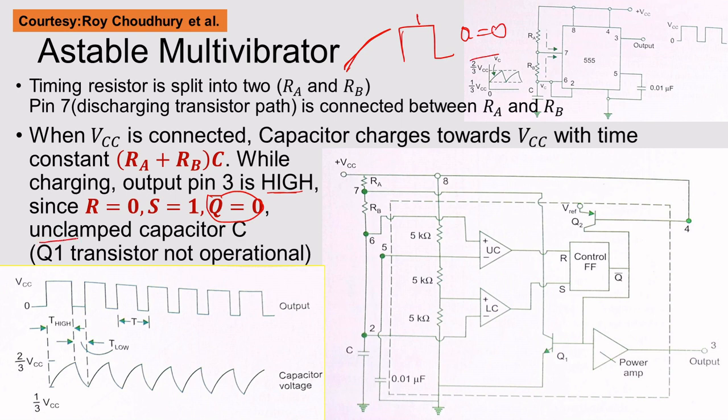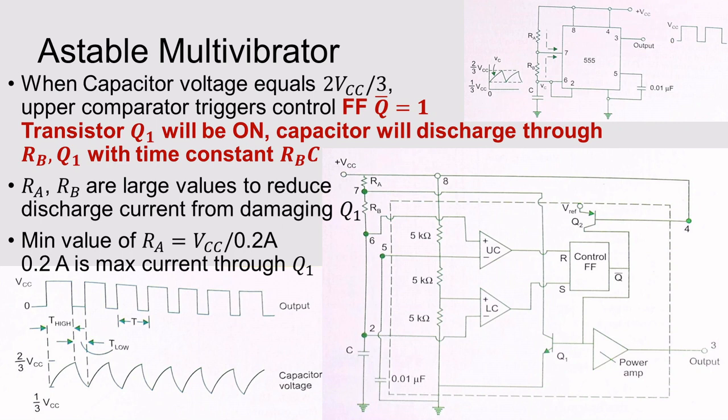That time it is an unclamped capacitor, so Q1 transistor is not operational. That's it. Very simple. When the capacitor voltage is equal to 2/3 of your VCC, the comparator triggers the control flip-flop and Q bar will change to 1.